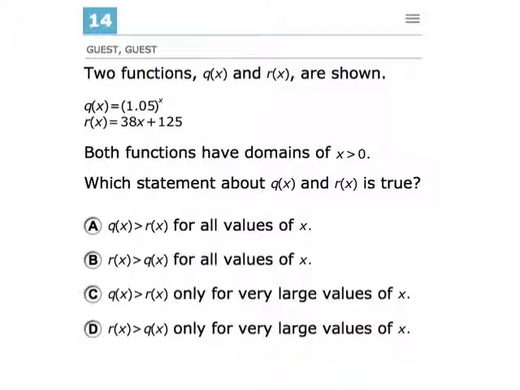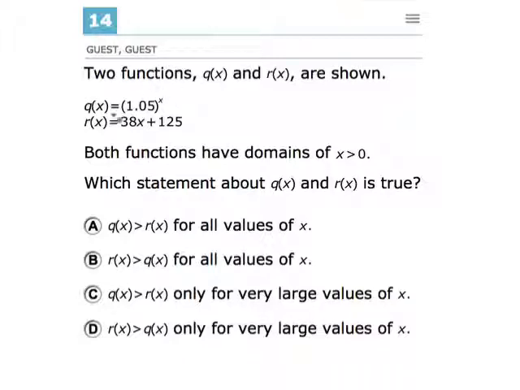Two functions, q of x and r of x, are shown. Q of x equals 1.05 raised to the x power. R of x equals 38x plus 125. Both functions have domains of x is greater than 0. So that means x can't be 0 or less. Everything x is bigger than 0. What statement is true about q of x and r of x?